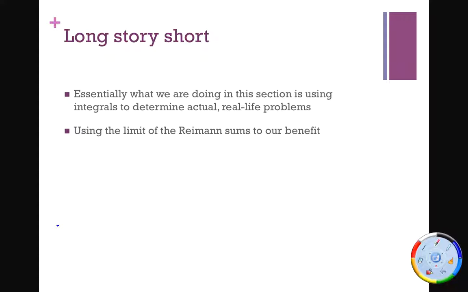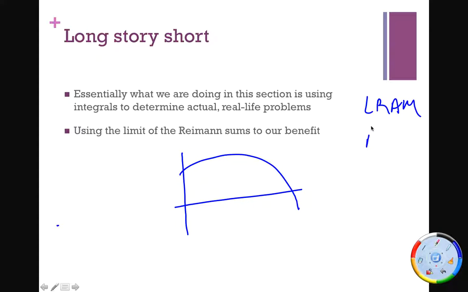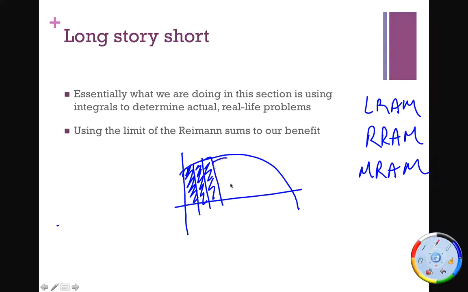And what I'm trying to get at is this idea. We're not really pointing this out, but you got to remember that Riemann sums, we did this before. You remember LRAM and RRAM and MRAM and all this sort of stuff. Basically taking little rectangles and finding the areas. And that's a Riemann sum, and basically the limit of Riemann sums is our definite integral.